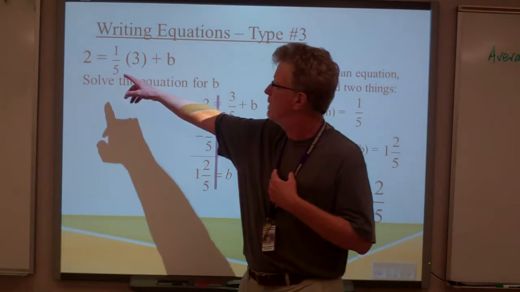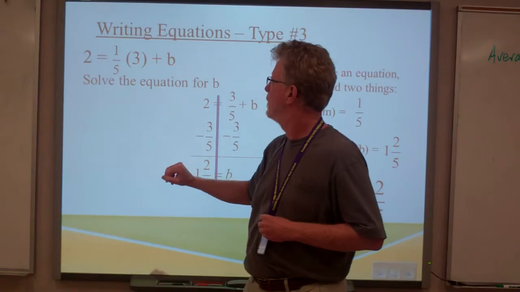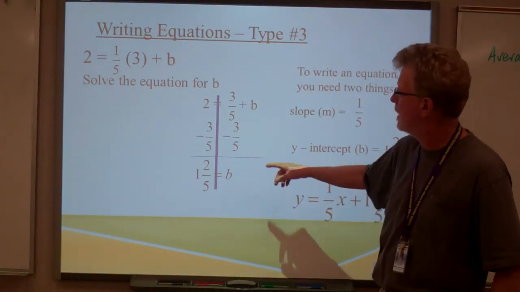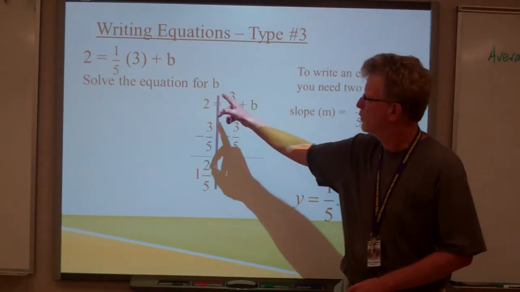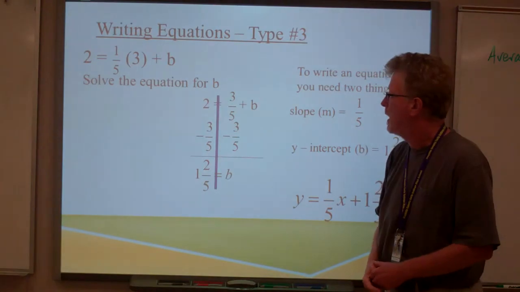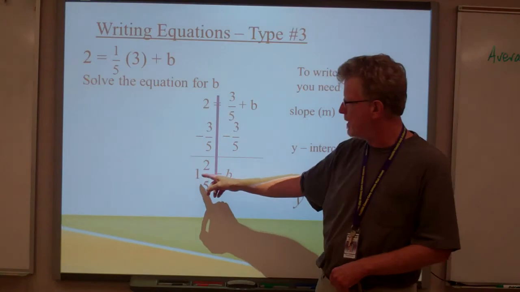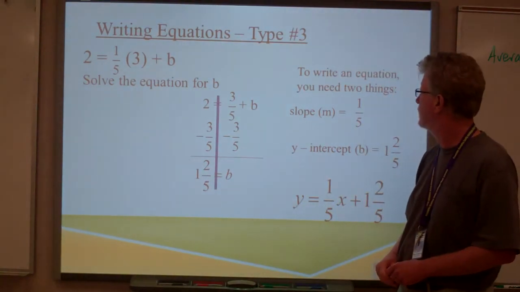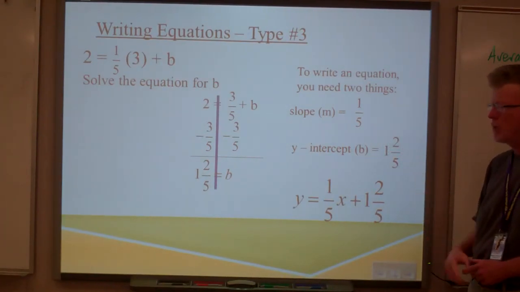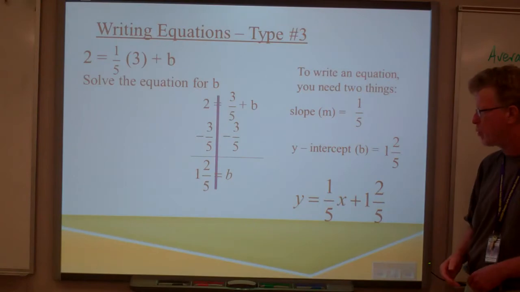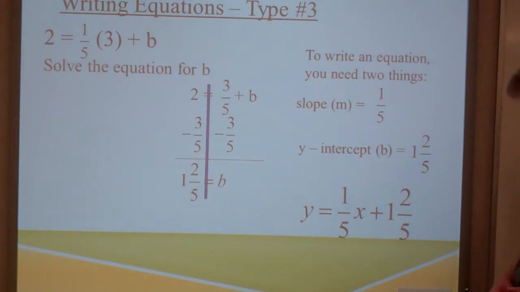And when we plug those in, we have 2 equals 1/5 times 3 plus b. Then we solve for b just as in the type 2 problems. 2 equals 3/5 plus b. That's the 3 times 1 over 5. And then we subtract 3/5 from both sides, and that yields 1 and 2/5 equals b. So now we have our slope, which is 1/5, and we have our y-intercept, 1 and 2/5, and we can complete the equation. Y equals 1/5 x plus 1 and 2/5.